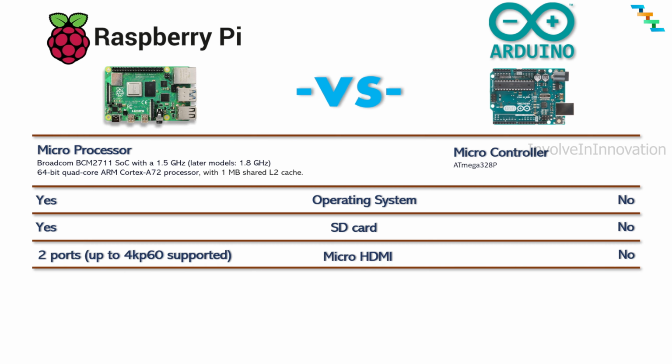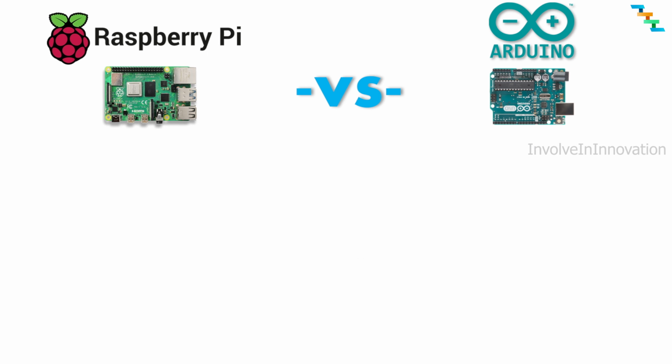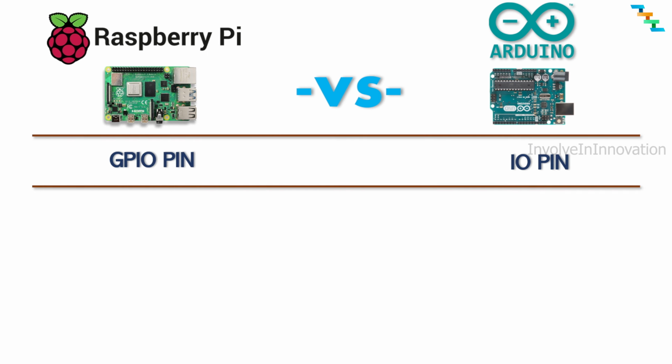There are 2 micro HDMI ports, so you can use 2 different monitors in parallel connected to the Raspberry Pi. And then the Raspberry Pi has 2 USB 3.0 ports for fast data transfer, and then you have 2 USB 2.0 ports. And there are no USB ports in the Arduino. Now we will see the primary difference between GPIO pins and normal input-output.